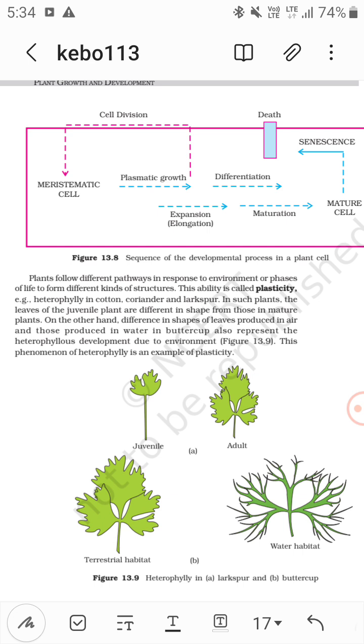So juvenile plants and mature plants show this kind of heterophylly in terms of different phases of life. Then the differences in shapes of leaves produced in air and in water is heterophylly due to the environmental condition. So when it is produced in water, it has differentiated, and when it is produced terrestrially, it has differentiated differently.